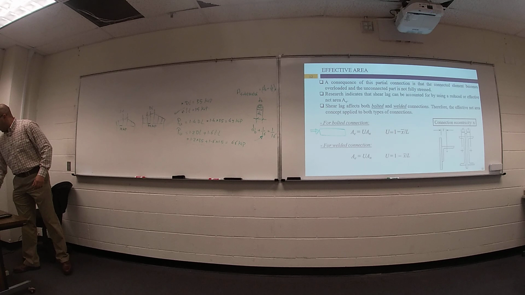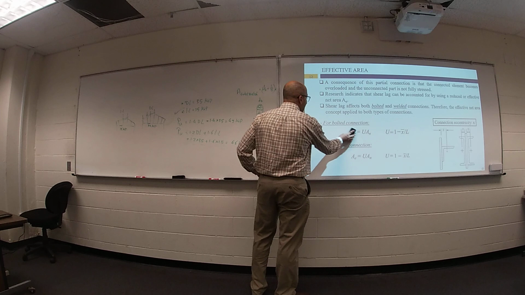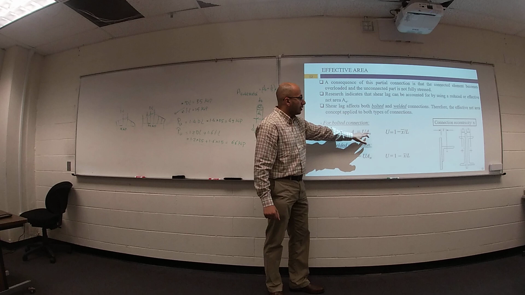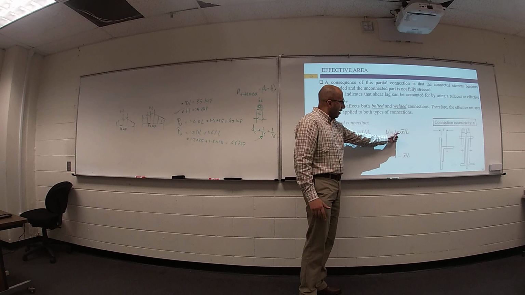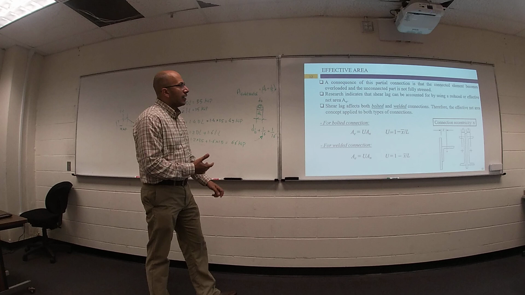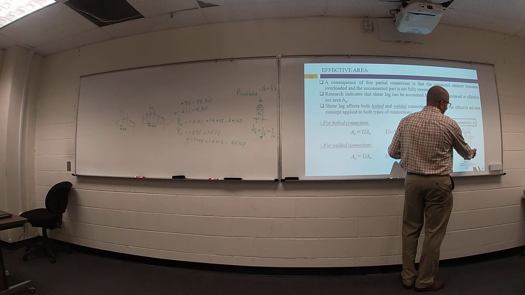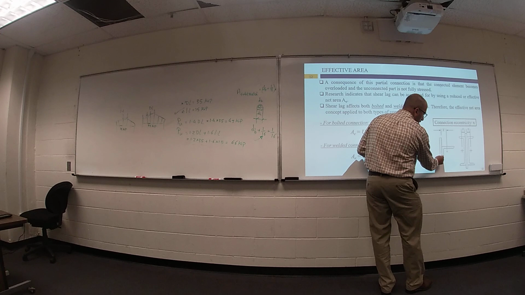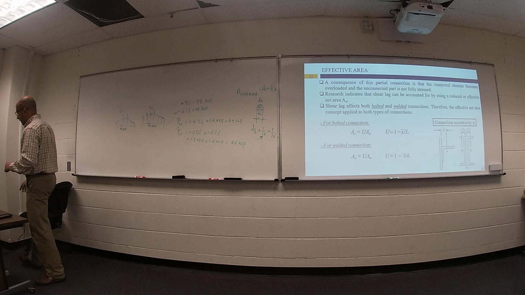According to standards, your effective area equals U times the net area. Your U is a factor equal to 1 minus x bar divided by L. What is the value of x bar? X bar is the distance between the centroid of your cross section to the edge of the member, which will be given in a table.